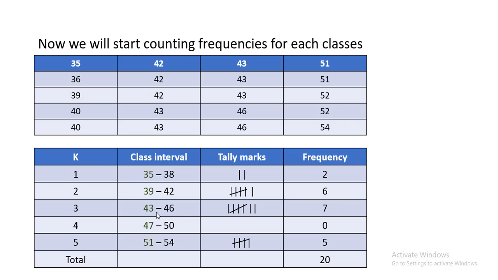Then for 43 to 46, now we'll start counting how many values are there for the class 43 to 46, how many values lie in this range. So 1 2 3 4 5 6 and 7. There are in total 7 values, 1 2 3 4 5 6 7.